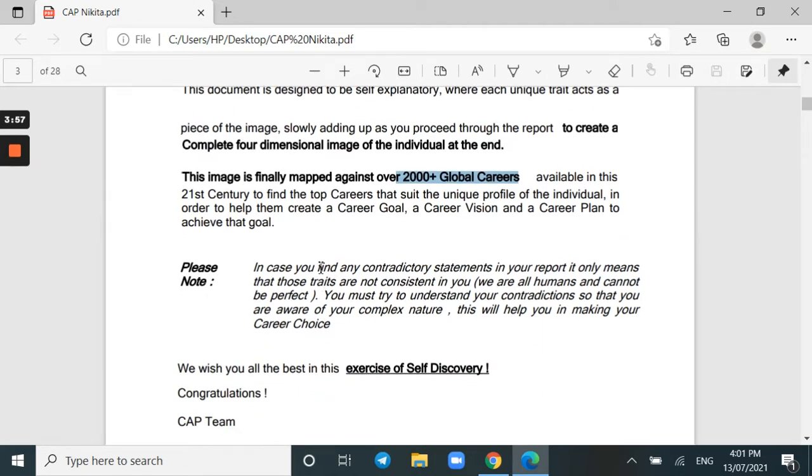We also need to understand that in case you find any contradictory statements, as you will see within this report as well, there could be some areas where you would be good at, but at the same time there would be a contradictory statement. For example, it may say that you like to be with people, but also that you like to be alone. What it is trying to tell us is that we human beings are not black and white, we are multiple shades of gray, and so trying to understand our own self is very important. Once we understand our own contradictions, we would be in a better position to identify why a particular career does not suit us, and what we need to change within ourselves in order to suit a particular career.